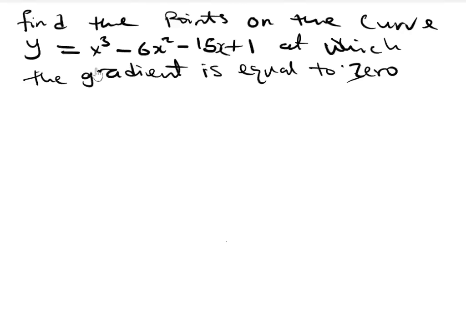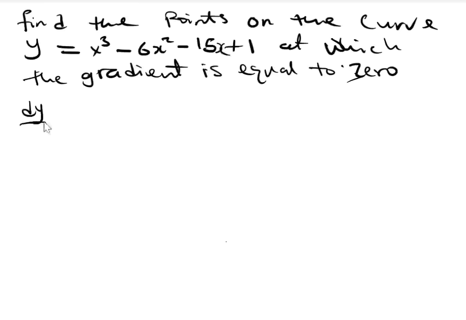In this question, we're asked to find the point on a curve at which the gradient is equal to 0. To solve this, we have to first of all find the values of x and substitute it back to this equation to get the corresponding value of y. And to find the value of x, we've already been given that the gradient is equal to 0. Therefore, we have to differentiate this.